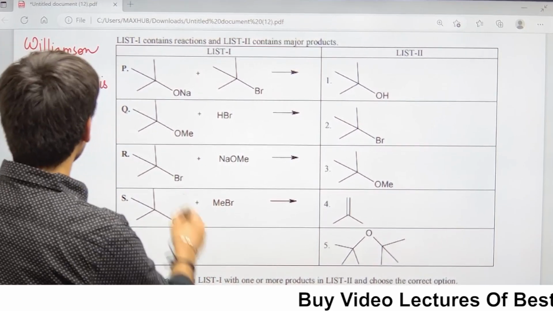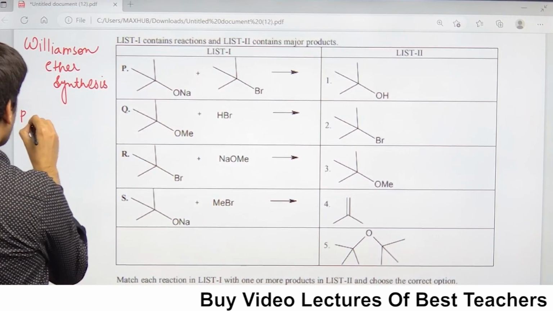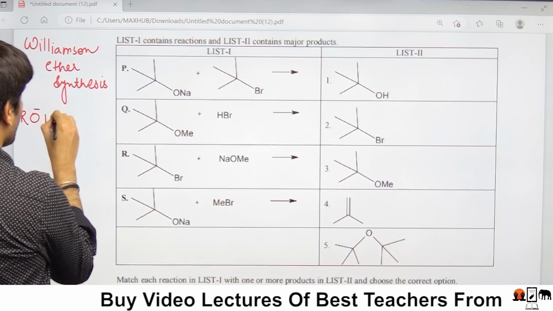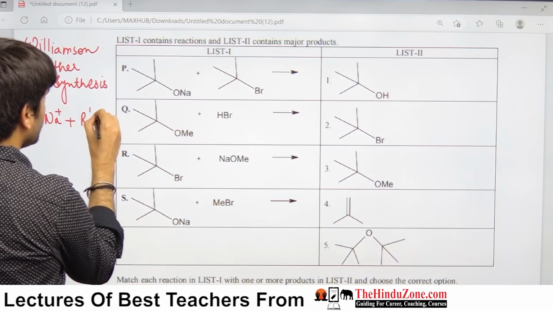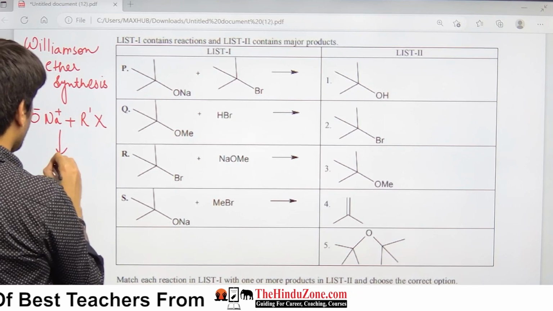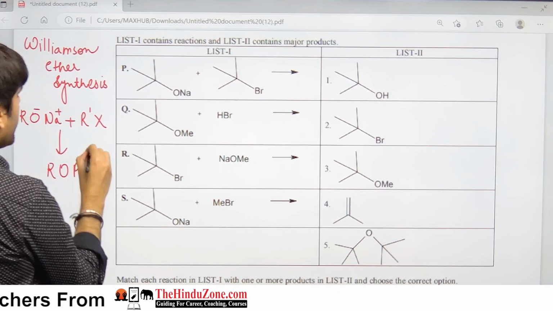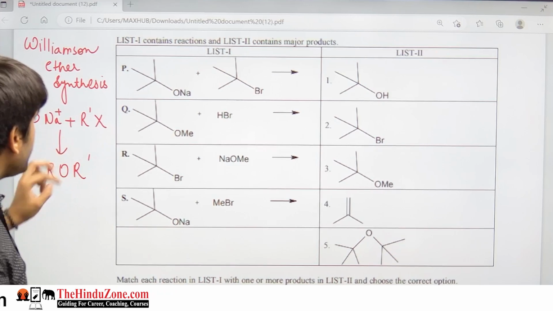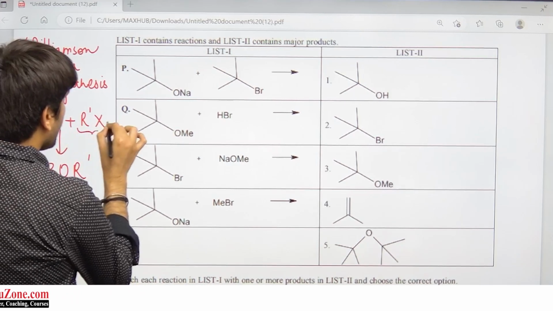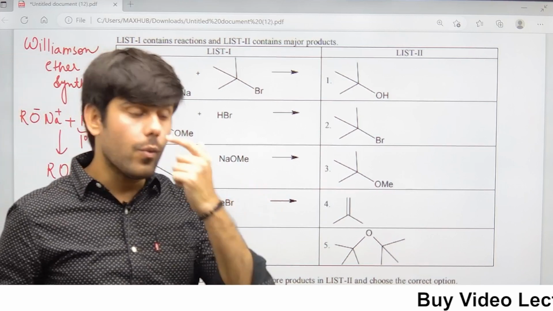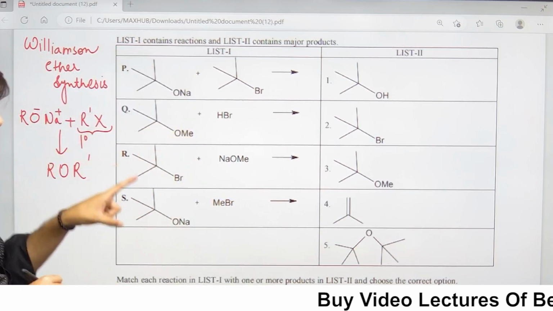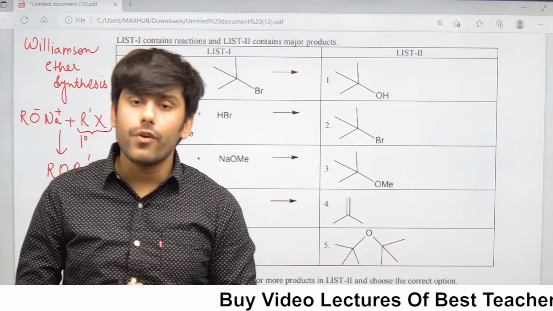then you know that suppose I have the sodium salt of an alkoxide and I have an alkyl halide, right? They react to give you an ether of this kind. But please note that this alkyl halide should be 1 degree, right? If it is 3 degree, then the ether formation will not take place.